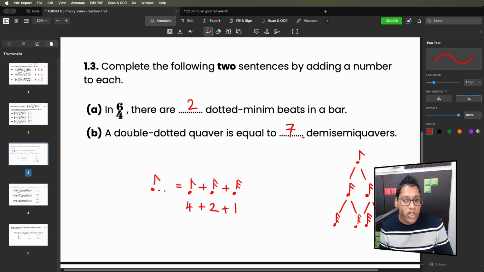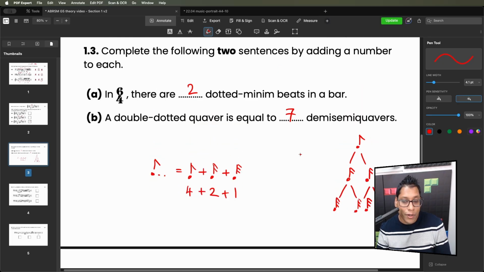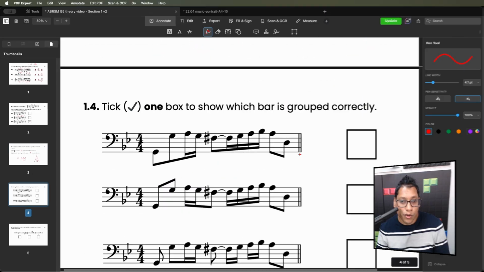So that's how many shorter notes you can split that longer note into in order to make the duration of time that note occupies exactly the same, whether it's kept as a long note or divided into short notes. Cool, so that's that question. Let's move on to the next one, which is 1.4.